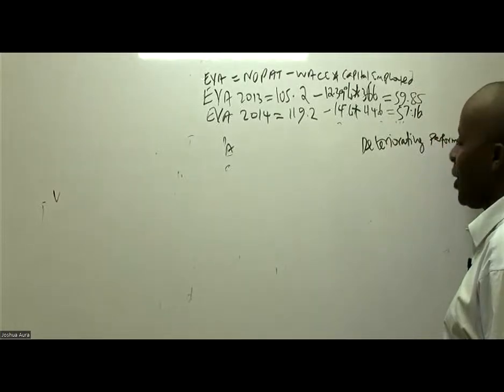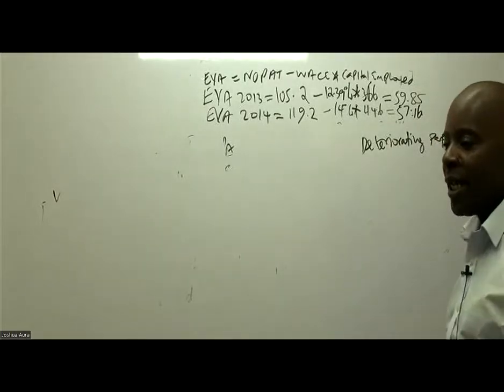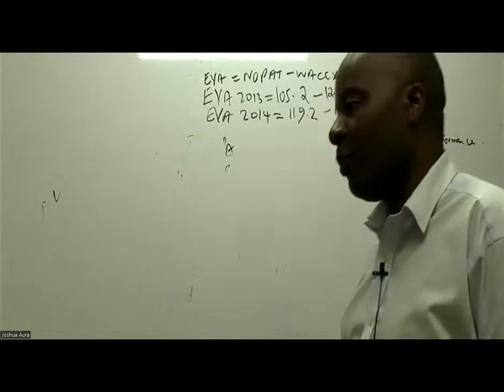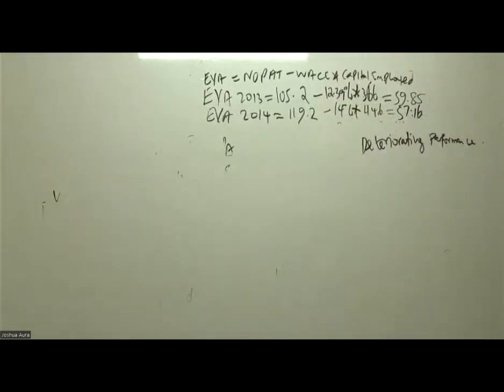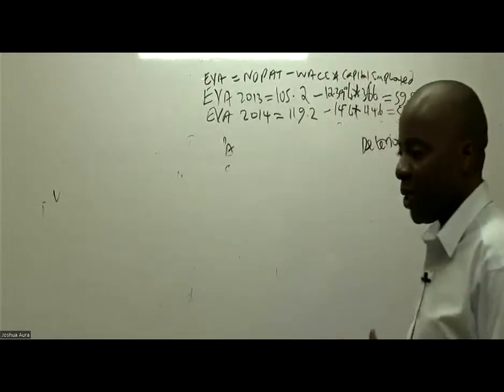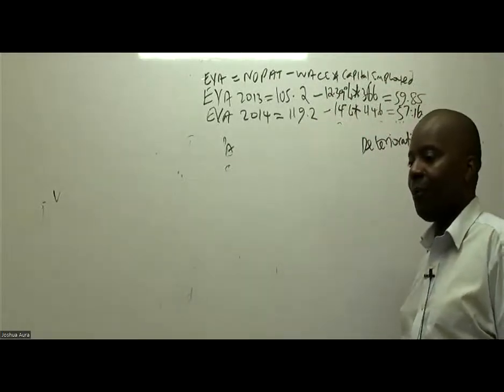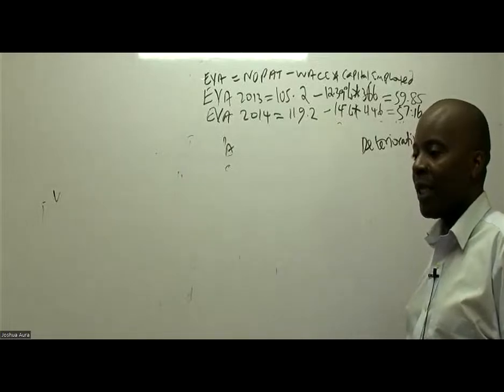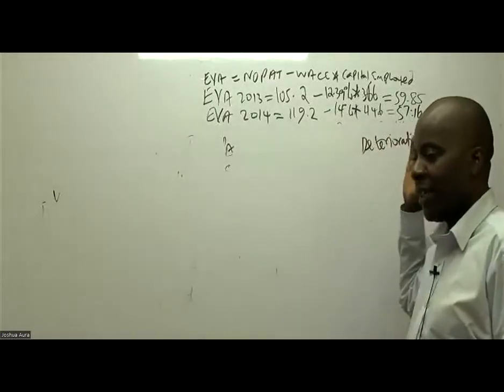When EVA reduces, that is so bad in terms of performance. You can see EVA of the previous year was higher. The economic value added in this case for 2014 was lower. That is a sign of deterioration of performance. So is that okay?